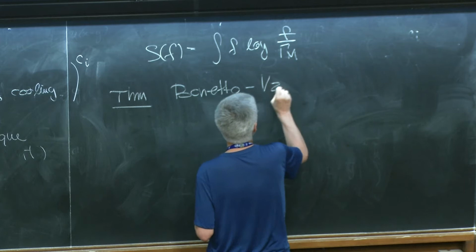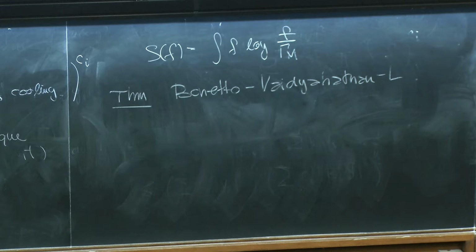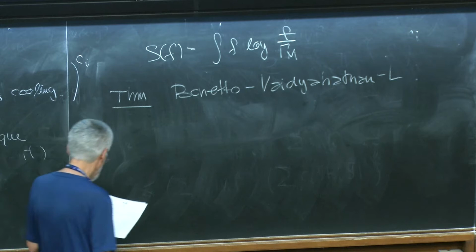Vaidyanathan. Myself. By the way, Federico Bonetto is really one of the experts in non-equilibrium statistical mechanics. He's a student of Giovanni Gallavotti, so he sort of has the right pedigree.